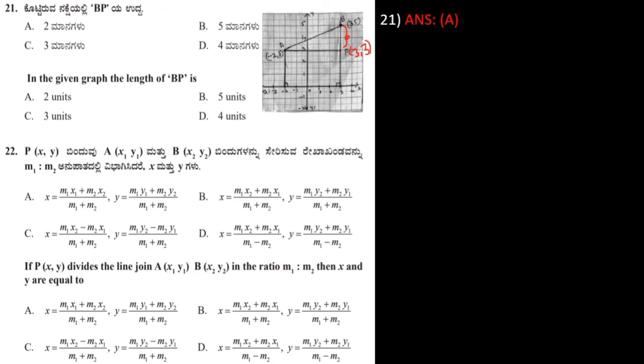asked. Next, 22nd one. If P of x, y divides the line joining A of x1, y1 and B of x2, y2 in the ratio m1 is to m2, then x and y are equal to. Here they are asking about the section formula. What is the section formula? This is option B. x is equal to m1 x2 plus m2 x1 divided by m1 plus m2. y is equal to m1 y2 plus m2 y1 divided by m1 plus m2 is the correct answer. Therefore, option B is the correct one.